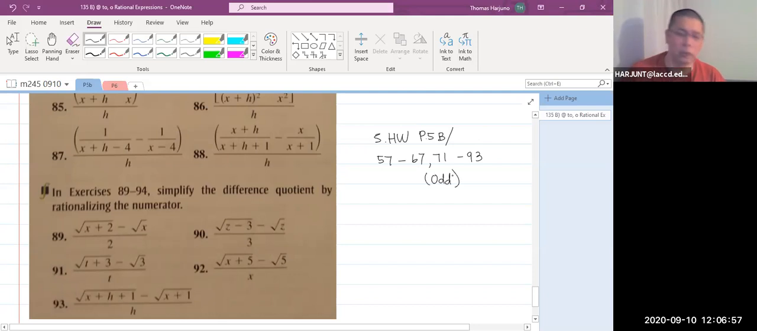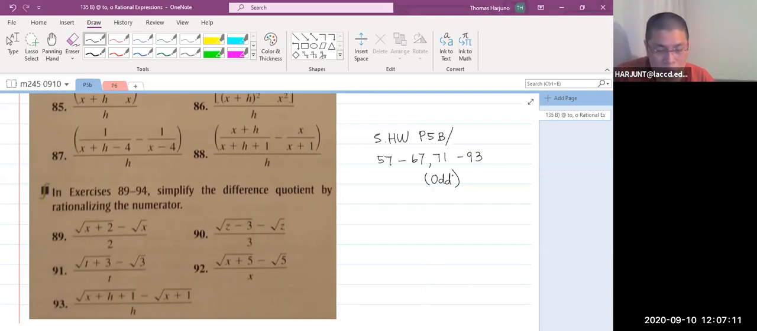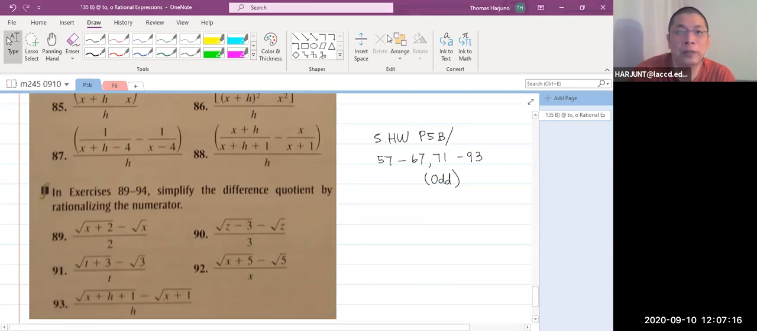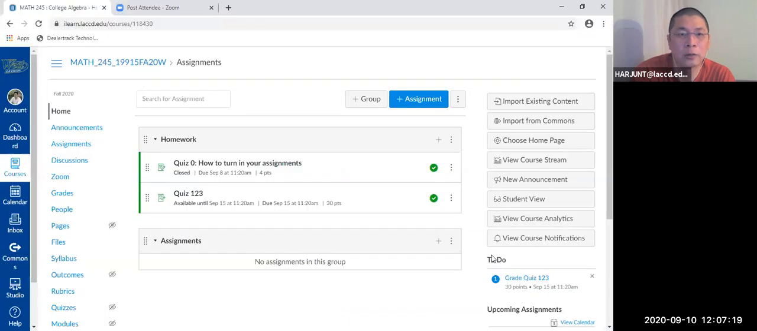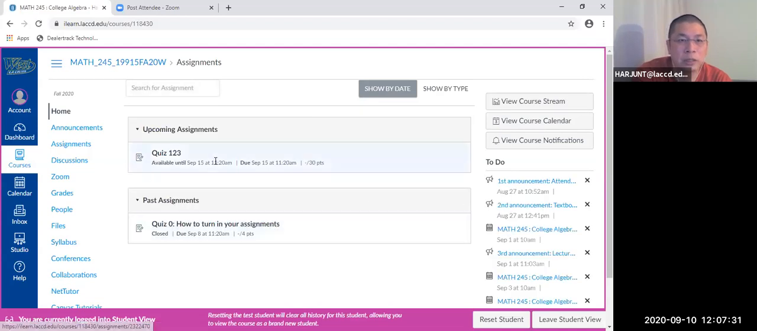Now I got an email from a couple of students in this class asking me, Thomas, where do you write the homework? In this class, we have two types of homework. One homework is to turn in. Now, the turn-in homework is visible here under assignment. So let's see student view. Okay, you will see the one to turn in. Homework that you need to turn in, I call that quiz.